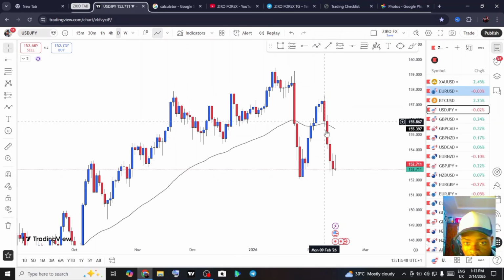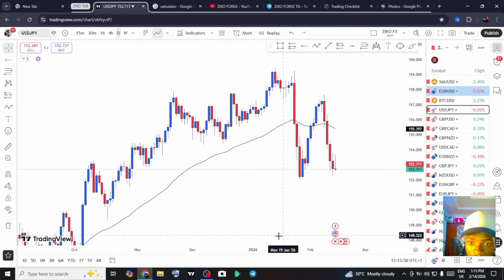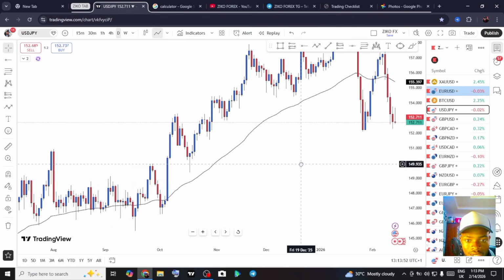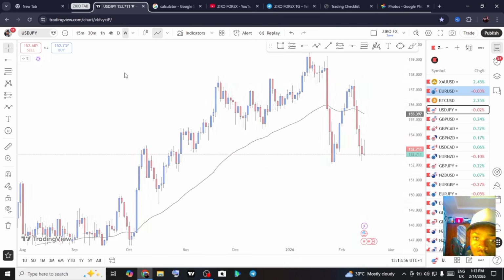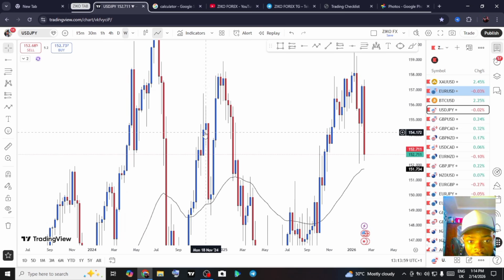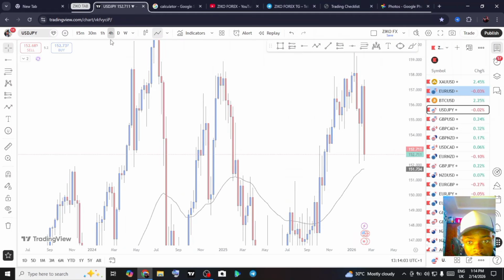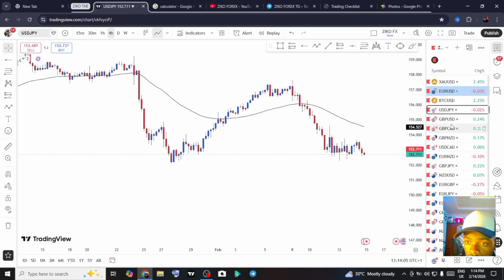So price actually sold last week. So right now I can't really see an area of interest to draw here, right? So we might not really get an opportunity on this market. So I'll not be interested in USD JPY this week.